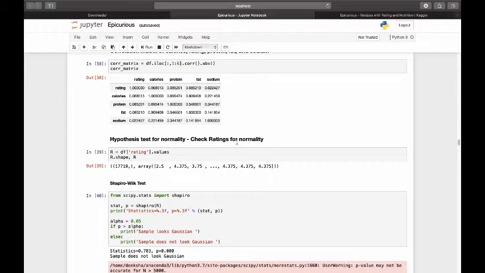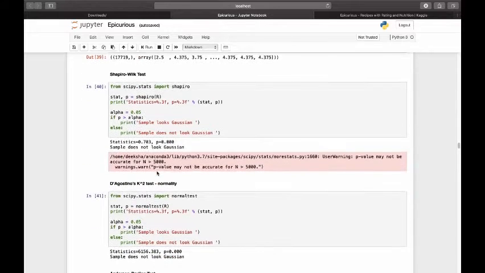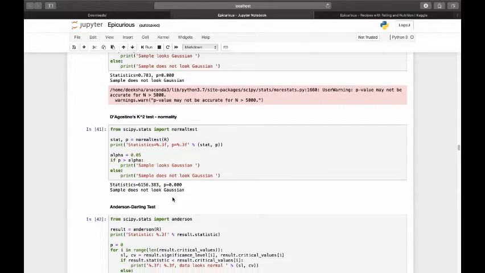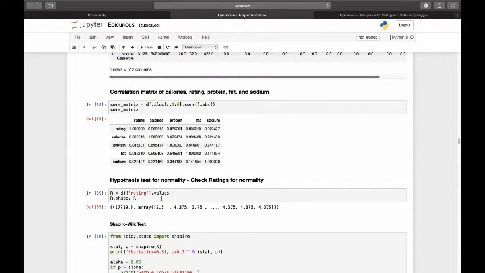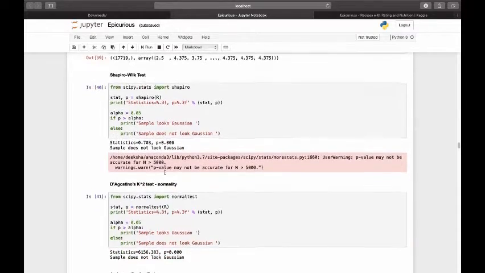So we moved on to hypothesis testing, where we checked if our data set is normally distributed, right? This is for rating, and we did the Shapiro-Wilk test, the K2 test, and the Anderson-Darling test, and we applied these tests to rating, calories, protein, fat, and sodium. And yeah, so we run the code, right?